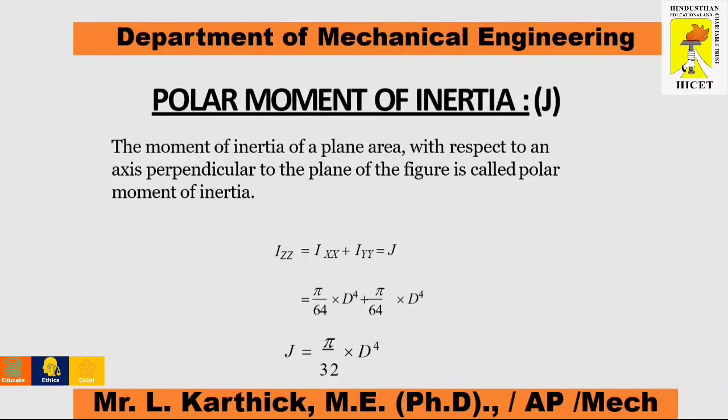We calculate the section value with the expression Izz equals Ixx plus Iyy equals J. From your first year classes in engineering mechanics, you may know this equation. By deriving this, you get pi by 64 into d power 4 plus pi by 64 into d power 4. Finally, you get pi by 32 into d power 4 for calculating the polar moment of inertia for circular shafts.